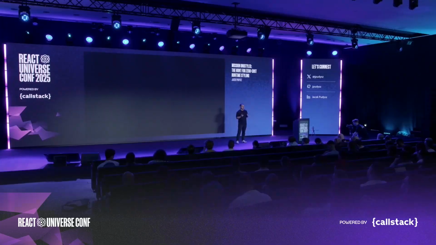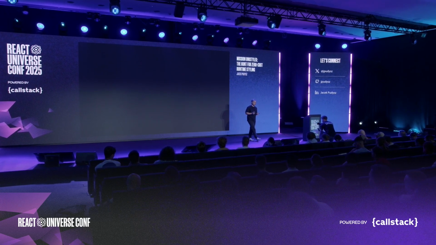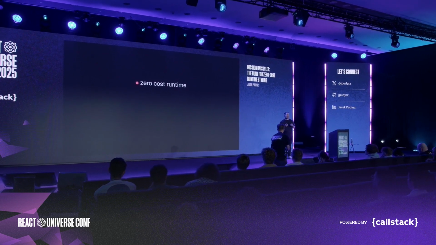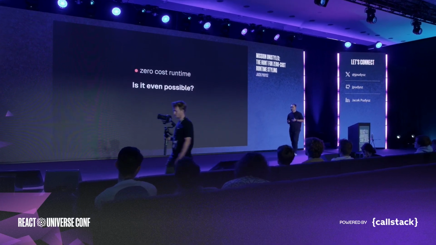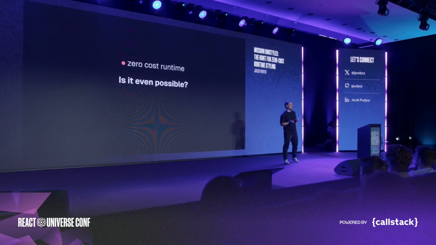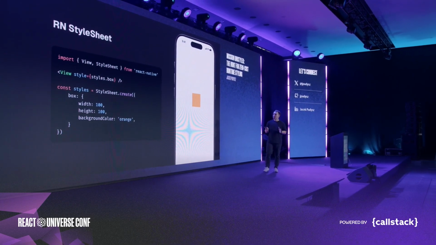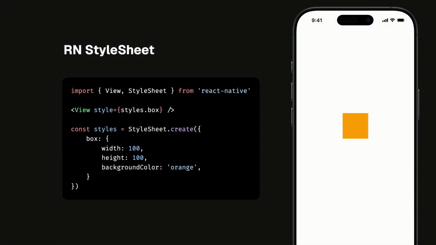But before we go further, we need to understand what is zero-cost runtime. Is this even possible to achieve? What do you think? Can we go to zero? To answer this question, let's check the regular React Native StyleSheet API. We have a single view and we have StyleSheet. StyleSheet has a function create where you can pass styles like box, with height and background color, which are CSS-like properties.